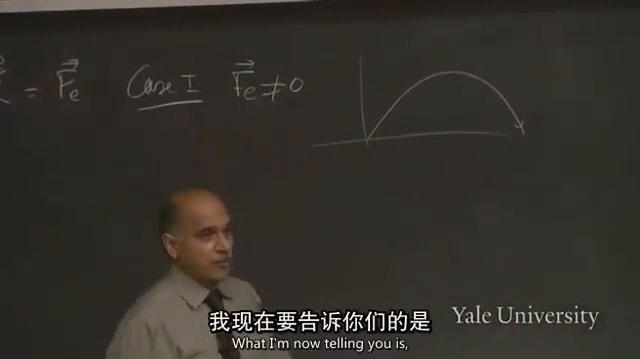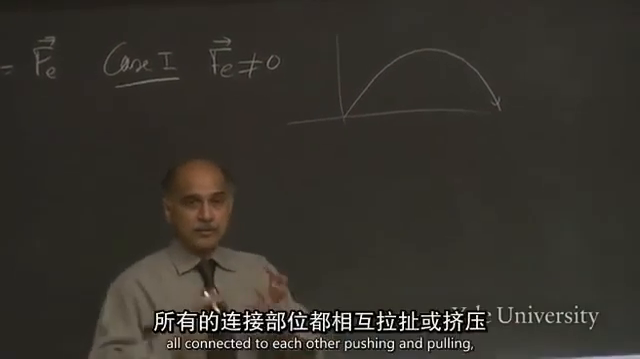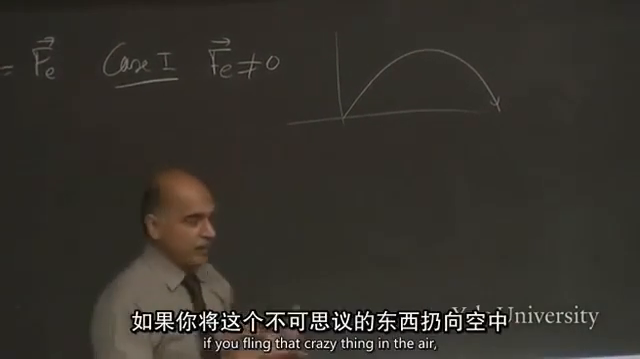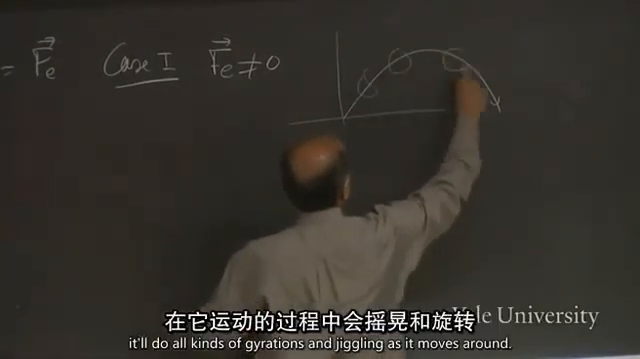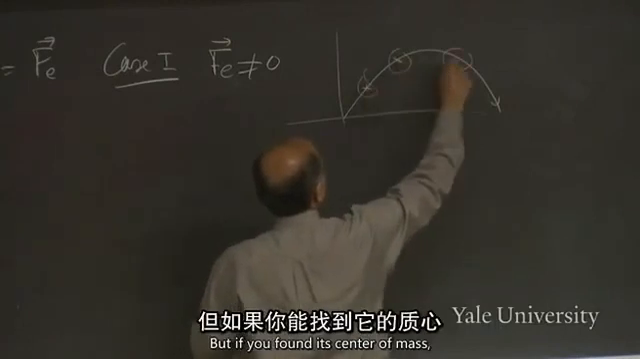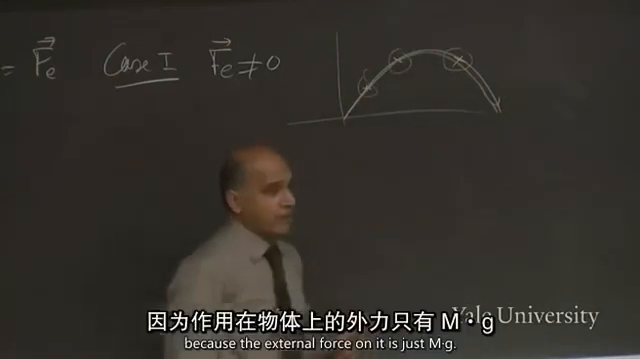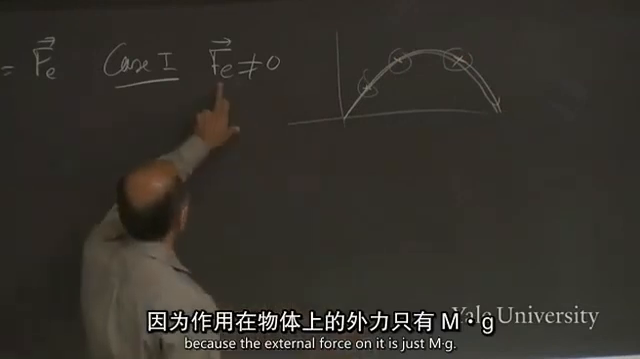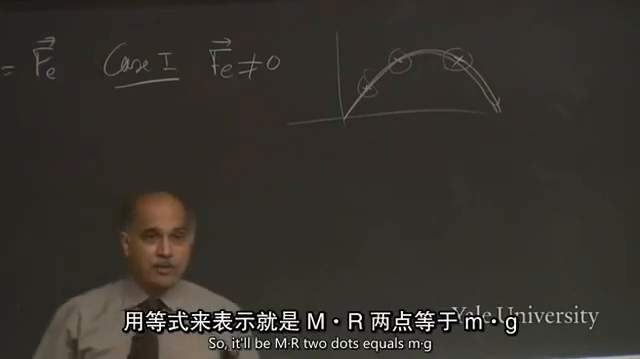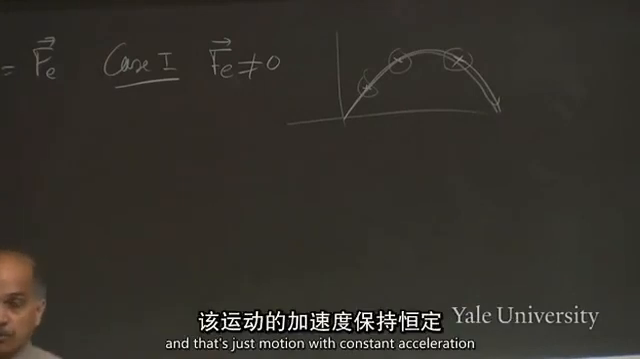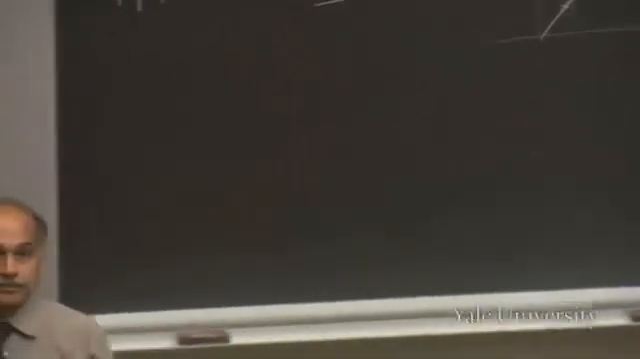What I'm now telling you is if you take a complex body made of 20,000 parts, all connected to each other, pushing and pulling, if you fling that crazy thing in the air, it will do all kinds of gyrations and jiggling as it moves around. But if you found its center of mass, it will follow simply a parabola, because the external force on it is just mg. So it will be m r double dot equals mg, and that's just motion with constant acceleration in the y direction, and it's just the projectile problem.